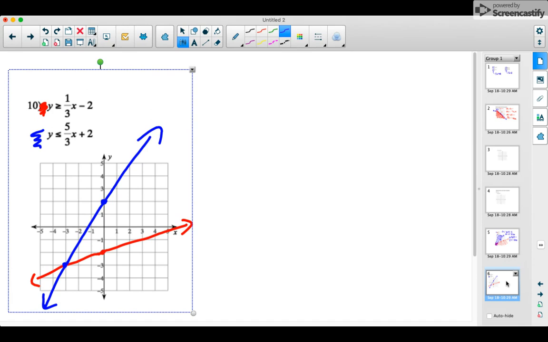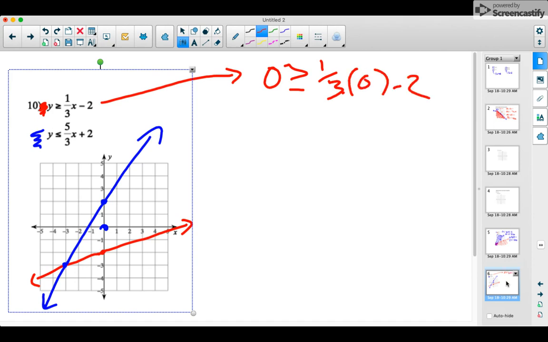Got to pick a point. So I check. My favorite is 0, 0 because it's the easiest. I'm going to plug in 0, 0 to both equations. See what happens. So we'll start with the top equation. If I plug in 0, 0, I end up with 0 is greater than or equal to 1/3 times 0 minus 2. So 0 is greater than or equal to -2. True or false? Is 0 bigger than -2? And it is.